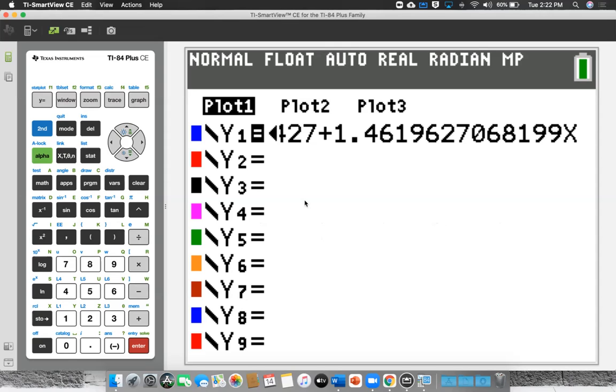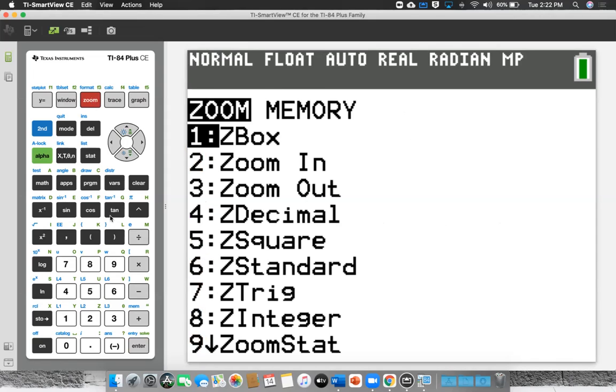It remembered it. Because it remembered it, now it's going to graph it. So now what I want you to do is go back to your scatter plot, see what happens. Go back to your scatter plot and see what happened when I did that. So zoom, stat.